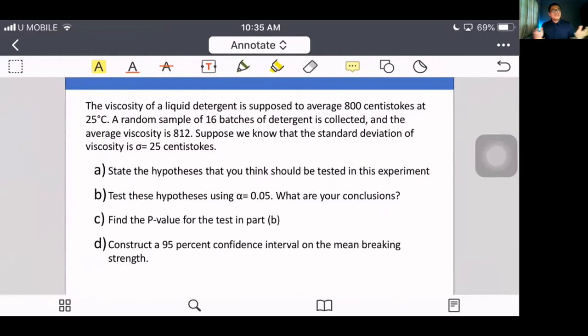What is the importance of this one? Let's say the centistokes means that we need to sell this to the customer. If it's more than 800 centistokes, we have produced 100,000 batches of detergent. Should I put it out of the market? No, don't have to. Just that 16 samples collected, even though it is more than 800 centistokes, you can just sell it to the customer because of the simplicity of the statistics.